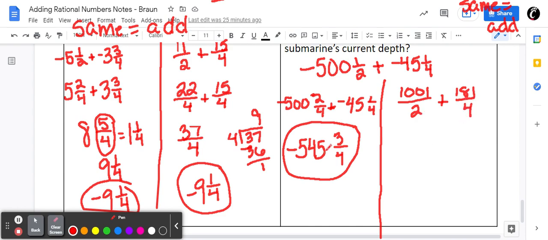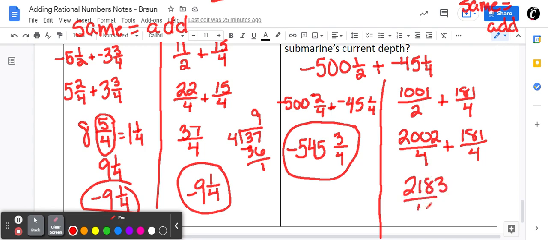So again, I need a common denominator. 1,001 halves. An equivalent ratio with a denominator of 4 would be 2,002 fourths, because I'm just going to multiply both numbers by 2. And that would be plus 181 fourths. And 2,002 plus 181 is going to be 2,183 fourths.